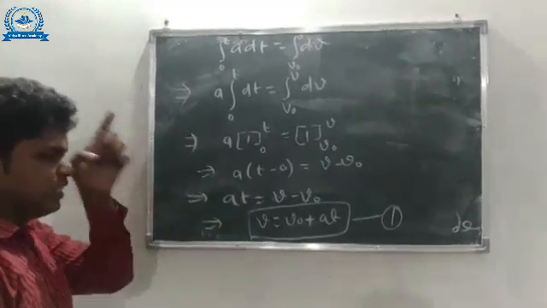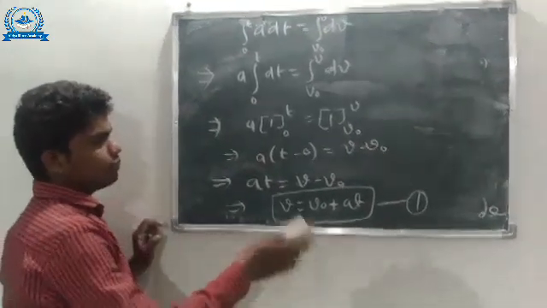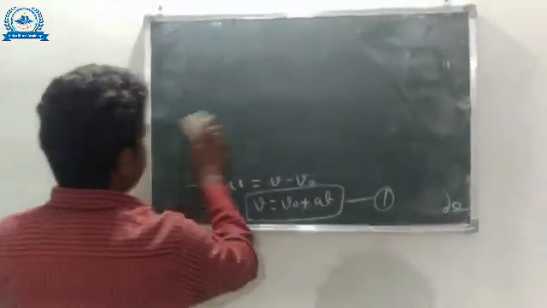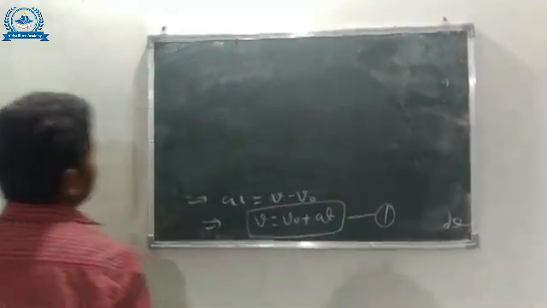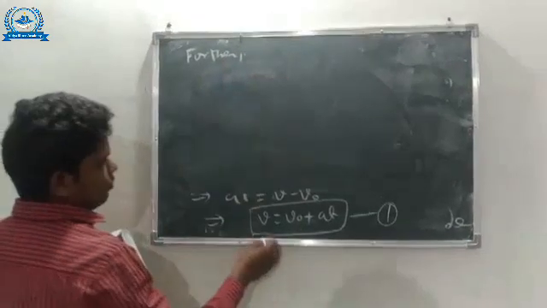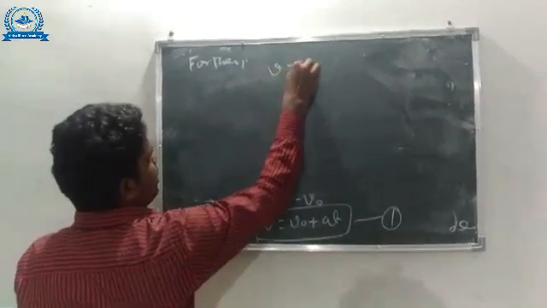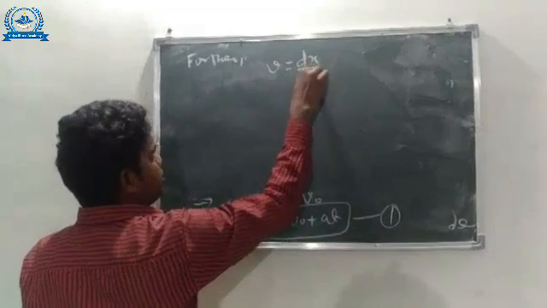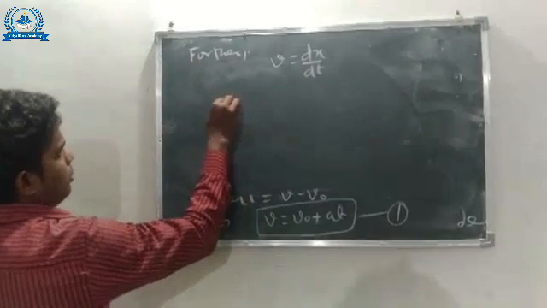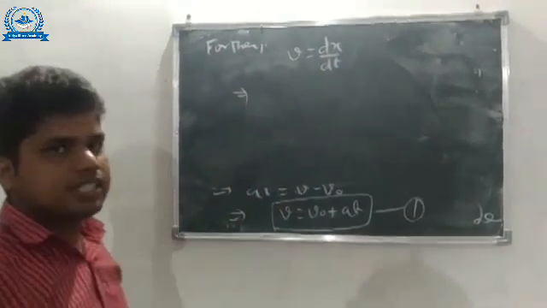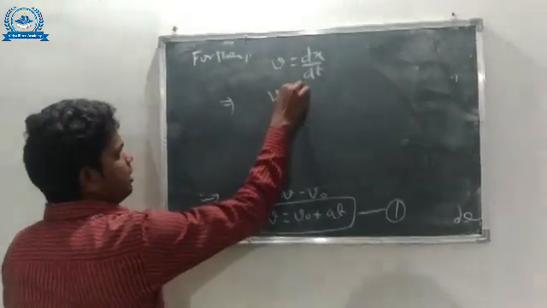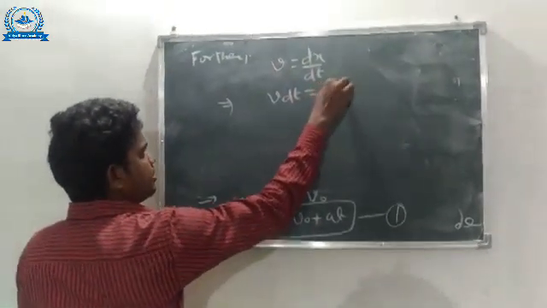Now we are going to prove the second equation of motion. We know that velocity is nothing but the change in displacement upon change in time. So displacement is changing with respect to time. Now we are going to repeat the same process as in the previous section. Just transfer this dt to the left hand side, and this will be dx.